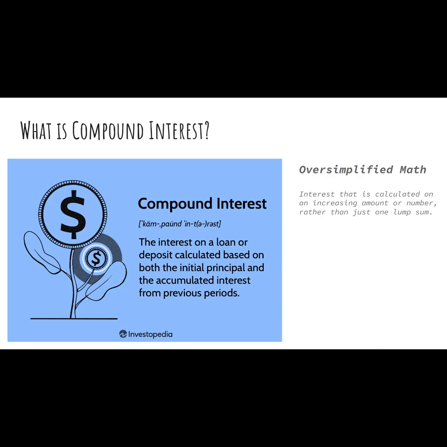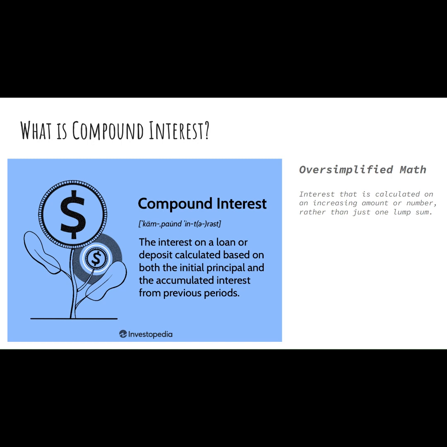So what is compound interest? Let's deal with that first. As you can see on the screen, compound interest is interest on a loan or deposit calculated based on both the initial principal and the accumulated interest from previous periods. In my oversimplified mathematical brain, what that basically means is it's a form of interest that is calculated on an increasing amount or number, not just a lump sum. Typically when you've had simple interest before, it's a lump sum. Compound interest is based on an increasing sum of money.